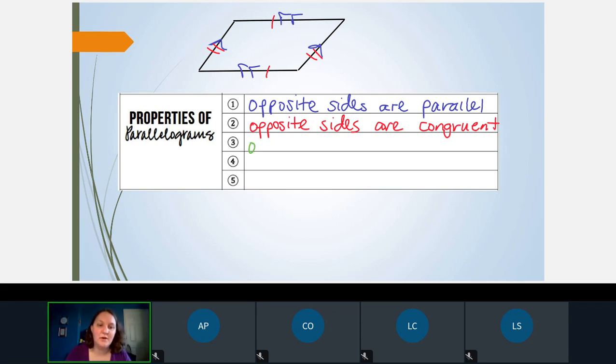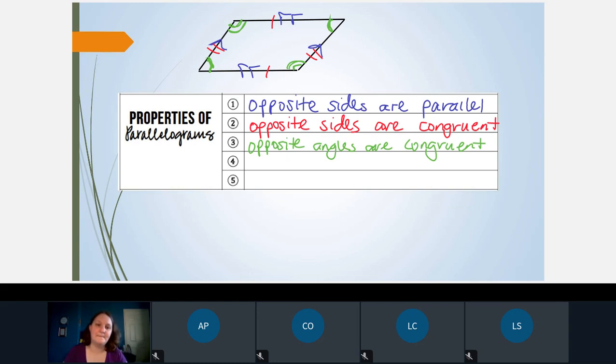Also, in your parallelogram, your opposite angles are congruent. So if you have an acute angle over here, it's going to be congruent to the acute angle that it's opposite to. And your obtuse angles, they're opposite, and they would be congruent also. One other property, it's a little bit more challenging to put in the picture, but we're going to say that consecutive angles are supplementary.